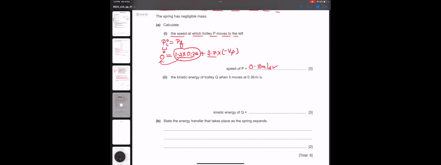Kinetic energy of the trolley Q when it moves at this speed, so half into mass of Q into 0.36 squared. Mass of Q we know is 1.2, so half into 1.2 into 0.36 whole square. Your answer will come out to be 0.078 joules. State the energy transfer that takes place as a spring expands. So it is converting elastic potential energy to kinetic energy of the trolleys. So elastic potential energy to kinetic energy in trolleys.